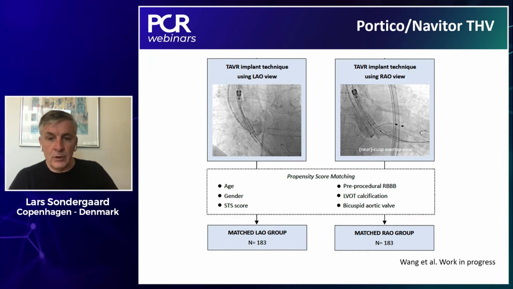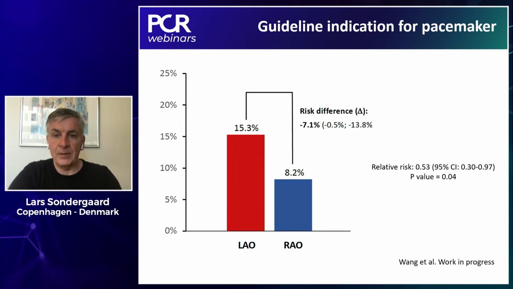And if you look at what the outcome was using this cusp overlap technique for guideline-directed indications for pacemaker, you can see here there was a 50% reduction in pacemaker rate with the Navitor valve, just by changing your C-arm projection. So using that, you have a one-digit pacemaker rate with the Navitor valve, 8%, including patients with pre-existing right bundle branch block. So that's certainly something which is very important for the future as we move to patients with longer life expectancy, to bring the conduction rate and the need for permanent pacemaker down to a very low rate.